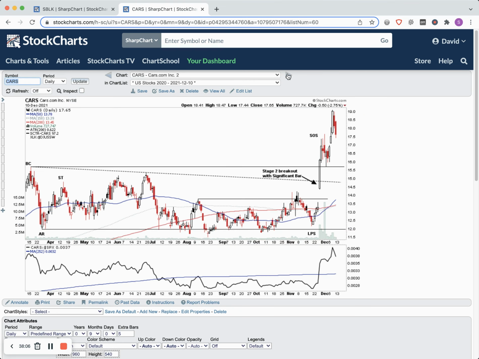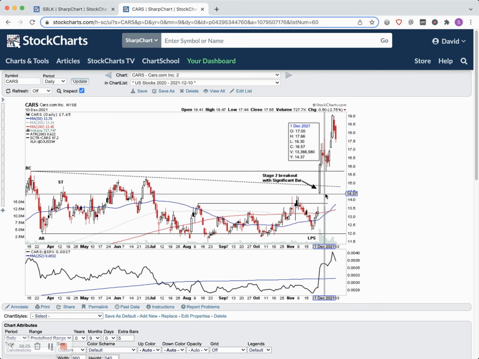Cars. So I've talked about this one a few times over the last week, in the last few weeks since this stage 2 breakout. Again, a significant bar breakout, a significant bar on the strongest volume it had for ages. You can see that there, and then we followed on with this backing up action.